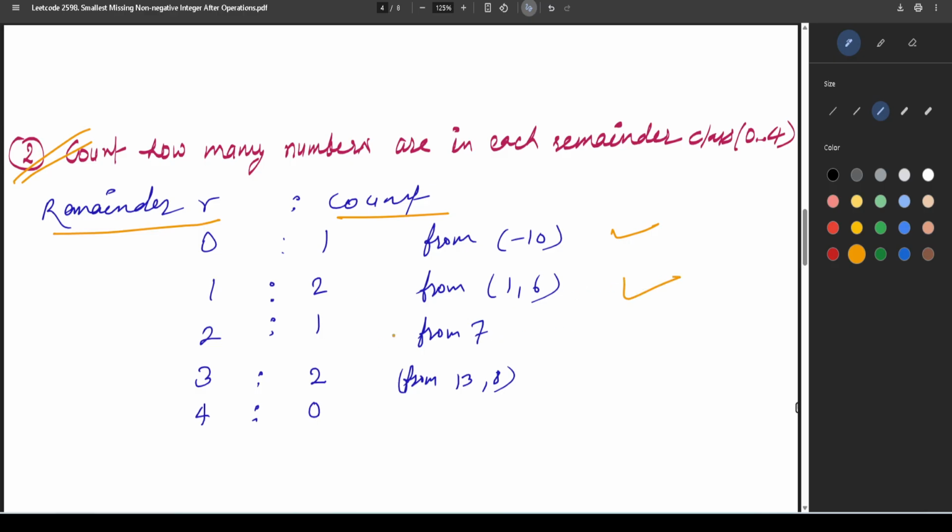One we are getting, meaning for the remainder we are getting, what is its count? So these are the counts and these are the remainders. We are getting from 7, we are getting 13 and 8, and we are getting 0.